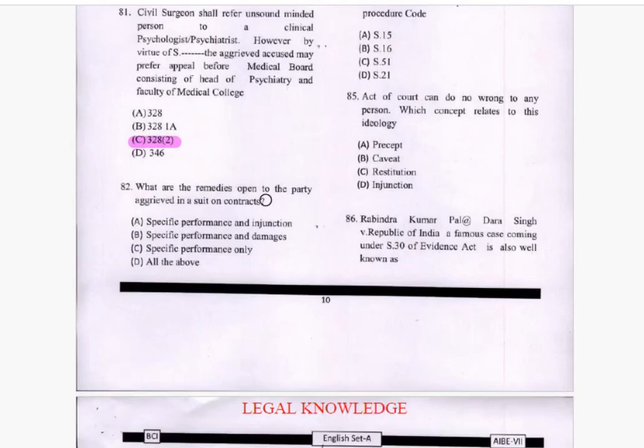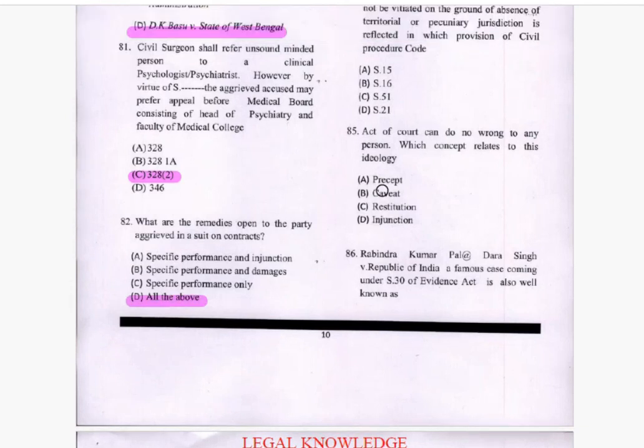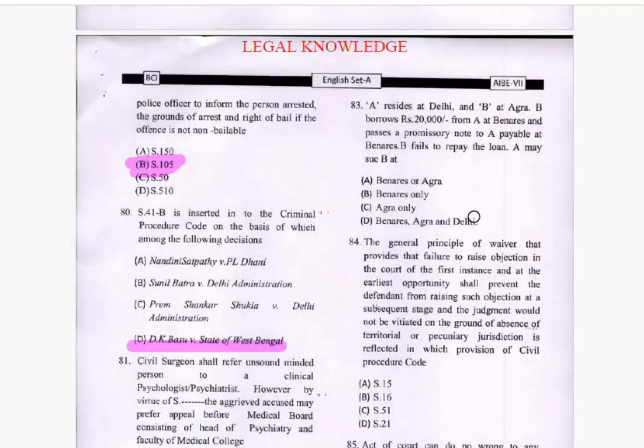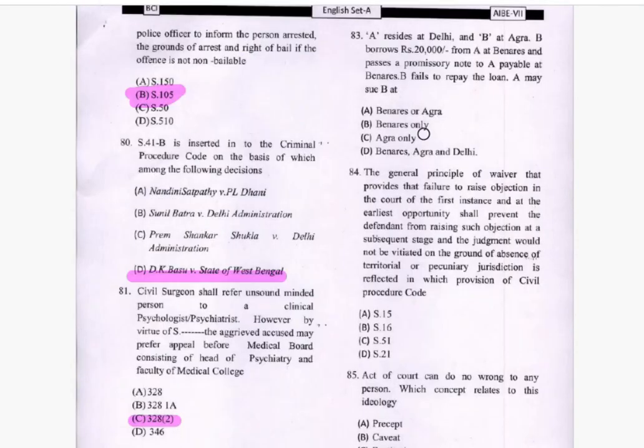What are the remedies open to the party aggrieved in a suit on contracts? All of the above. Specific performance, damages, injunction, सब होते हैं. A resides at Delhi and B at Agra. B borrows rupees 20,000 from A at Benares and passes a promissory note to A payable at Benares. B fails to repay the loan. A may sue at Benares or Agra.